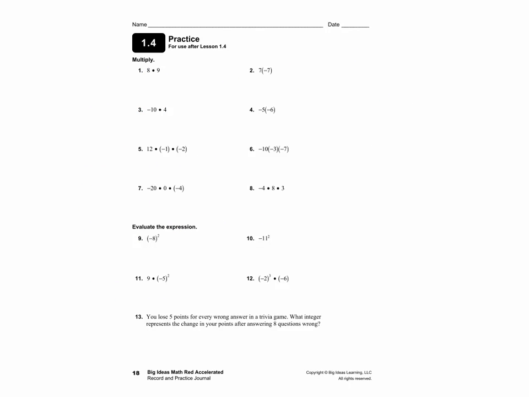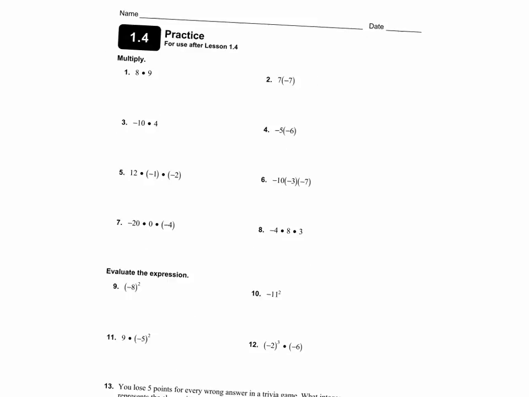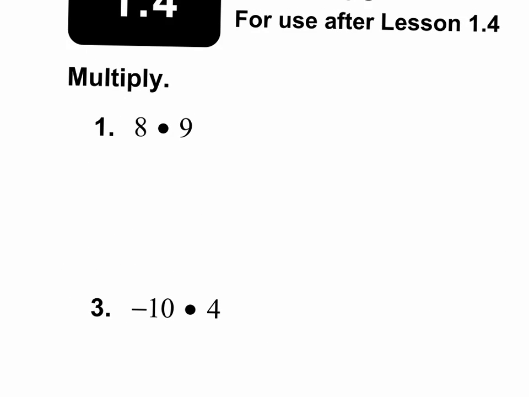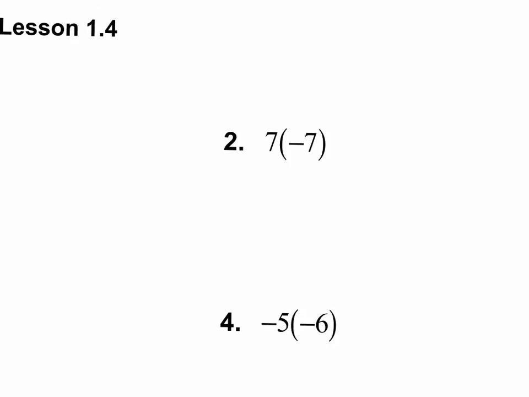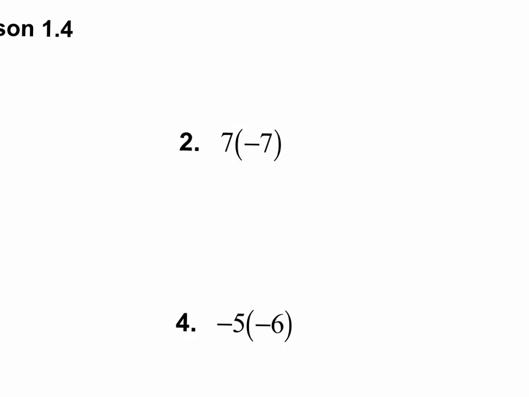Okay? Some practice. Alright, so looking at number 1, we have a positive times a positive, so right away you should know that since it's the same signs, you keep it positive, and then 8 times 9 is 72. There is your answer. Alright, so moving to number 2, we have a positive times a negative. They are opposite signs, so you end up with a negative, and then you take 7 times 7, just like a normal multiplication problem, and you get 49.